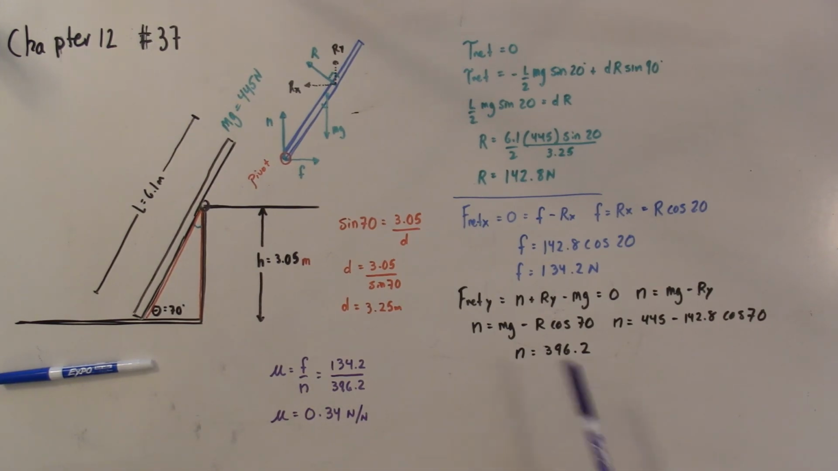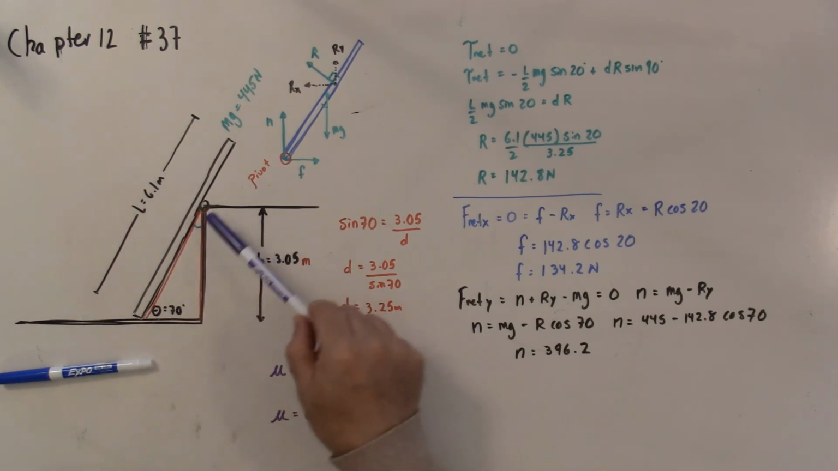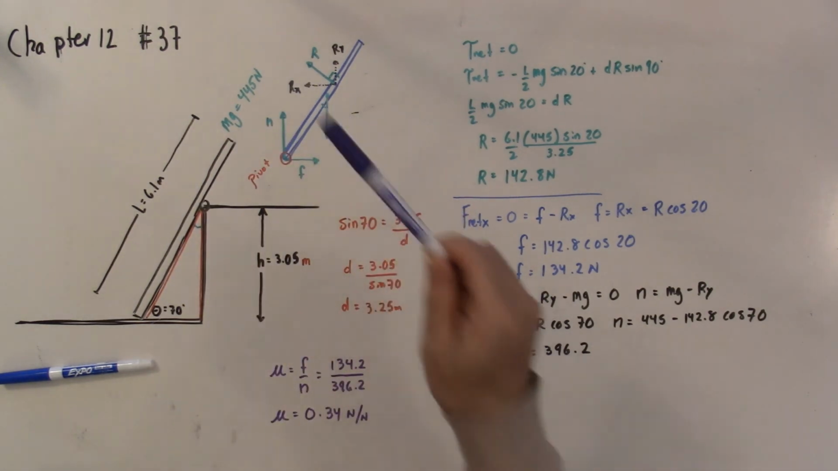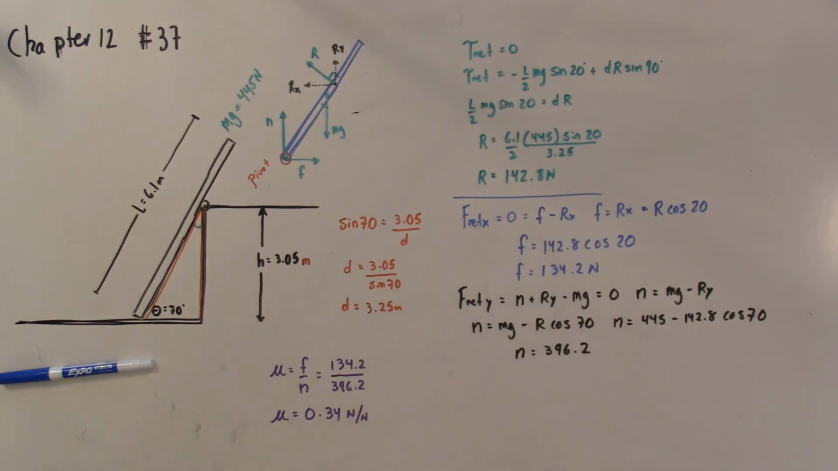This is, in my estimation, the easiest way to do the problem. If you use the roller as your pivot point, you can still do it. It just takes a couple extra steps. You could use the weight as your pivot point. It's going to take a couple extra steps. But all the principles are the same. You need a sweep picture, a force diagram, net torque, net force in the x, net force in the y, and solve, and you're golden.